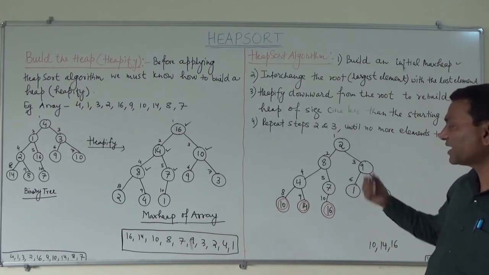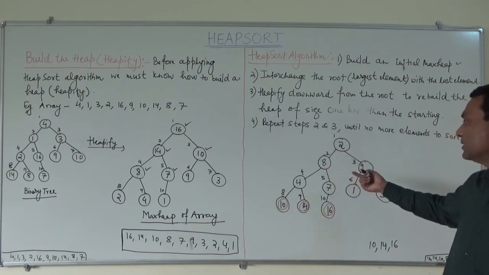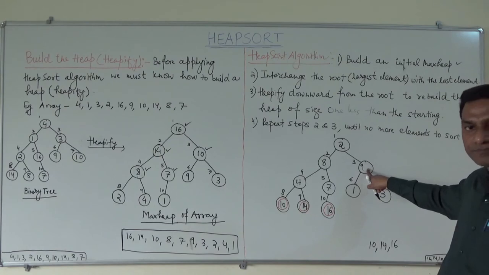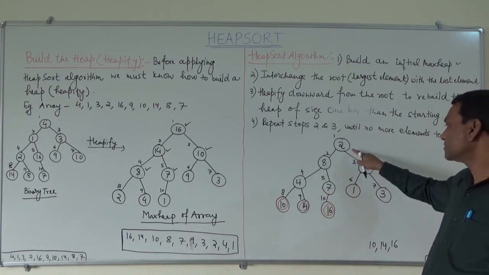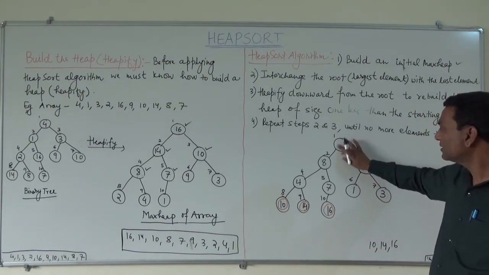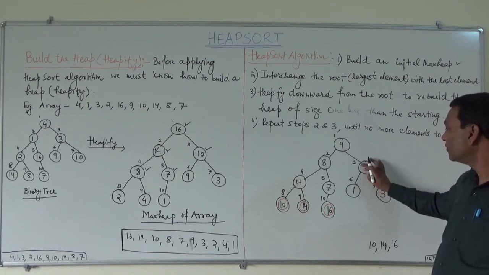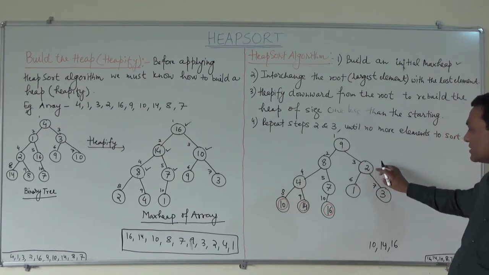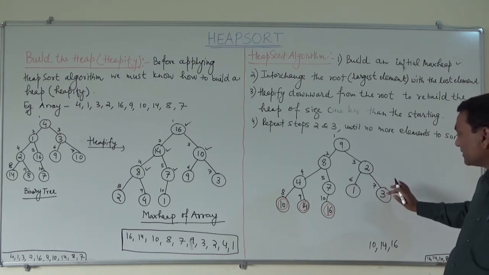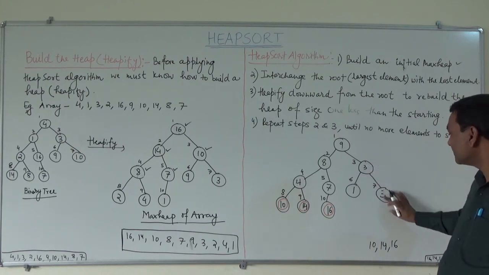Now again we will check whether this is a heap or not. So again we will reheapify it because 2 is less than 8 and 9. So again we will make it a heap. So 2 and 9 should be interchanged. So here will be 9 and this will be 2. And 2 is less than 3. So 2 and 3 again should be interchanged. So this will be 3 and this will be 2.